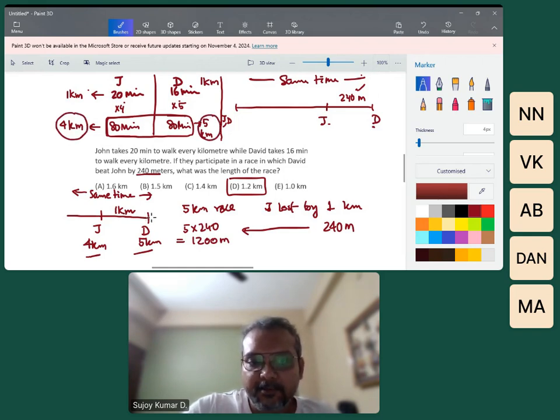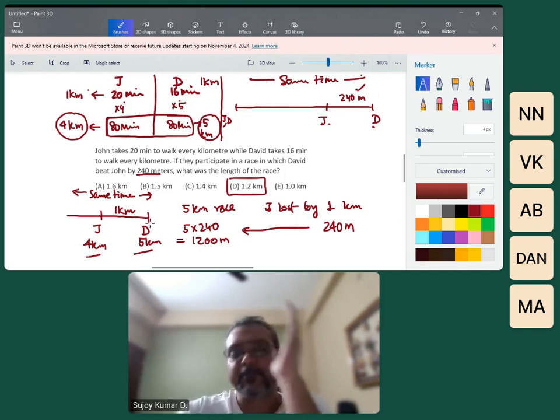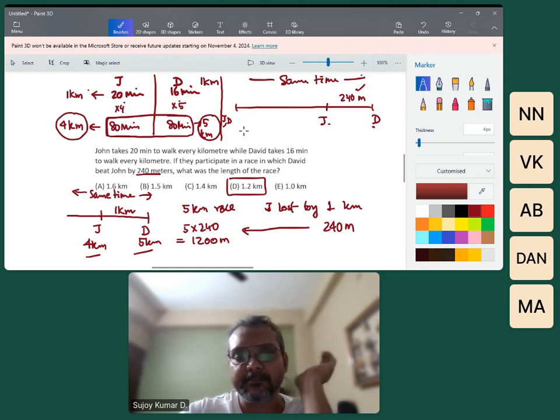So that means when D covers 5 kilometers, J will cover 4 kilometers, both taking 80 minutes in the process. That is okay. That is not important. That's not what the question is focusing on. What is it focusing on? 5 and 4. So the difference is 1. So that means if it were a 5-kilometer race, this guy would lose by 1 kilometer.